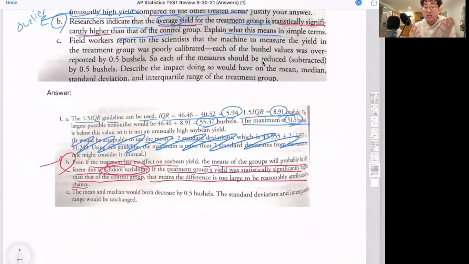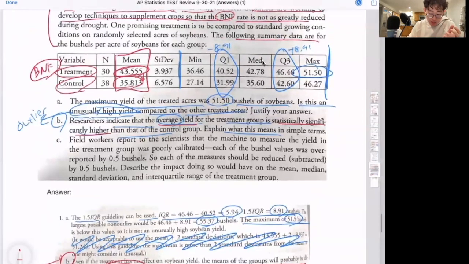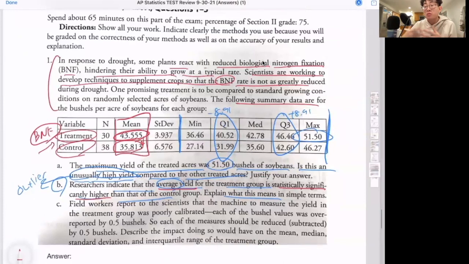I haven't really touched that yet, so if you didn't say that, it's totally fine. The groups will probably be different. If the treatment group yield was statistically significantly higher than the control group, that means the difference is too large to be reasonably attributed to chance. So what that basically is saying is that it's not due to chance. There must be something really attributable to applying this treatment that helps the bushels per acre of soybeans to grow. In some regards, that's what I was looking for.